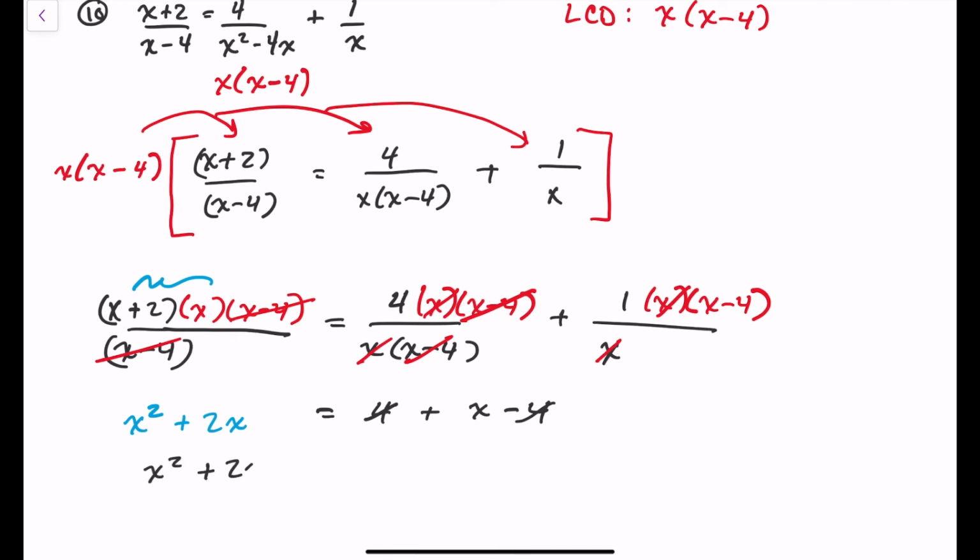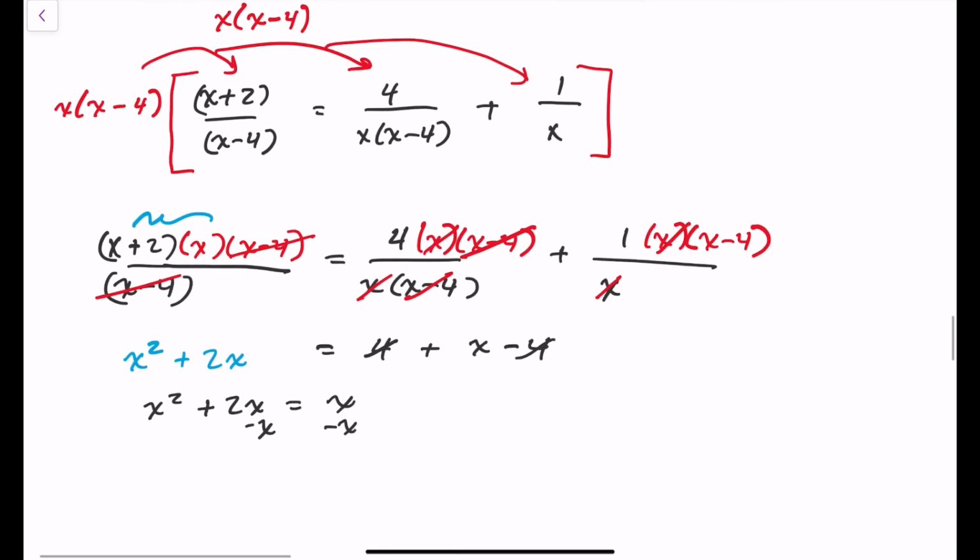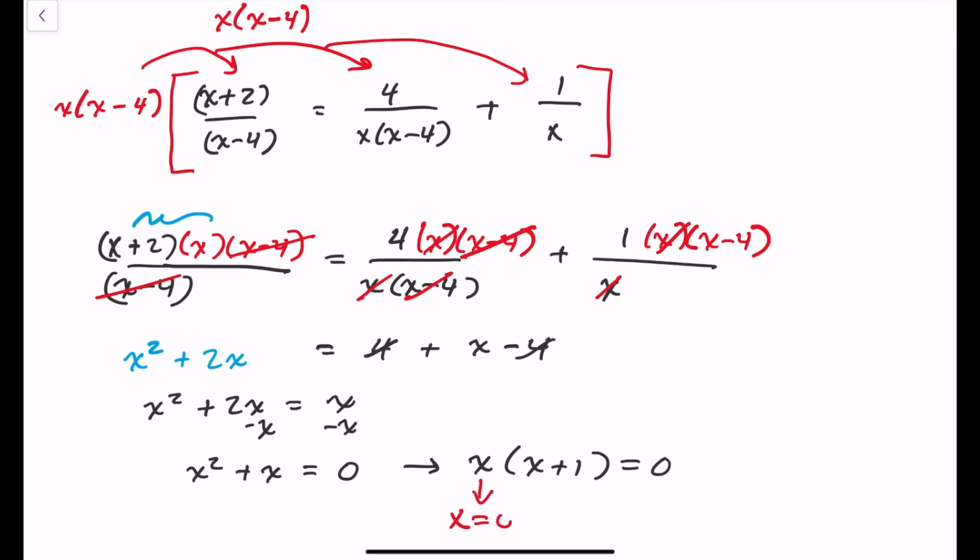And then I can combine my like terms and simplify, so 4 minus 4, that's just 0. So I get x squared plus 2x, and I have to subtract an x to the left. So I get x squared plus x equals 0. Remember, you never divide by a variable. So it's really better if we get everything on the left side of the equation and we factor. So once I do this, I get two answers, x equals 0 and x equals negative 1.